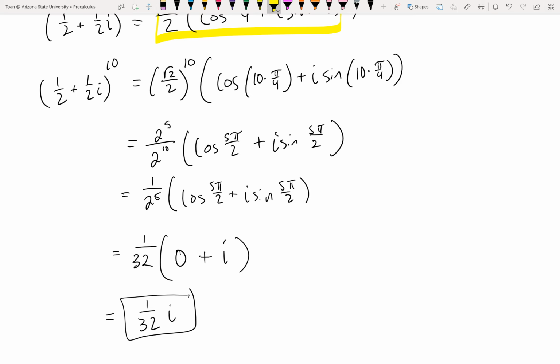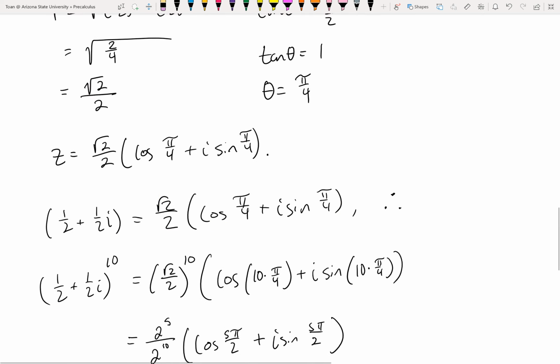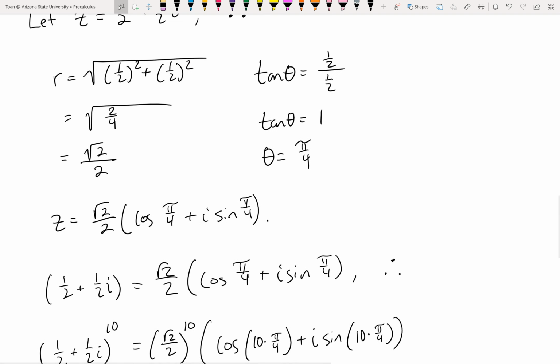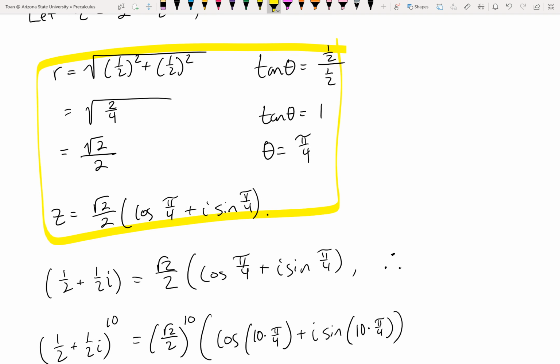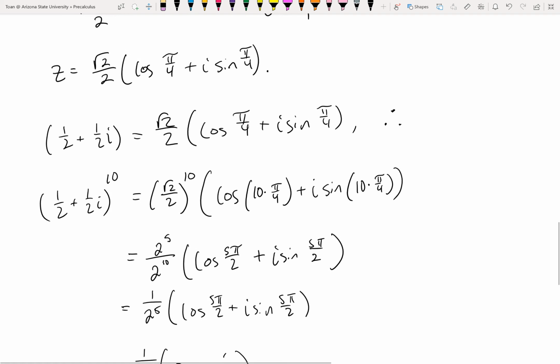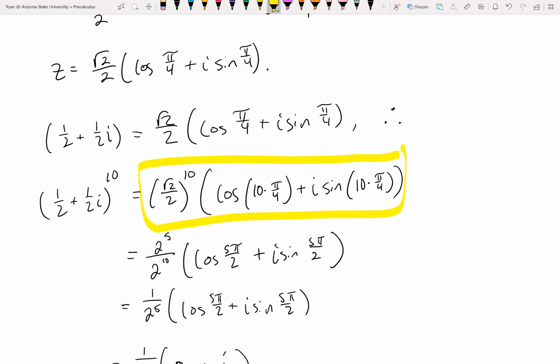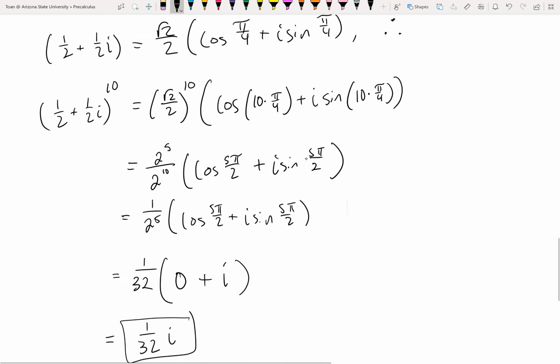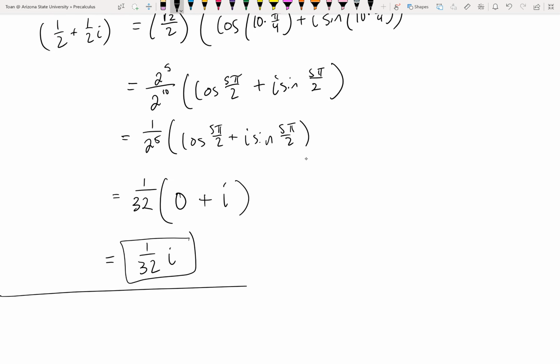So pick your poison. Do you want to write this guy out 10 times and then do all that repeated distribution? Or do you want to find the polar form, which, you know, it's not that hard, not a lot of work. And then DeMoivre's theorem makes exponentiations a piece of cake. So that's it. That's how you find exponents of complex numbers. Put them in polar form first, and then DeMoivre's theorem makes exponentiations a piece of cake.